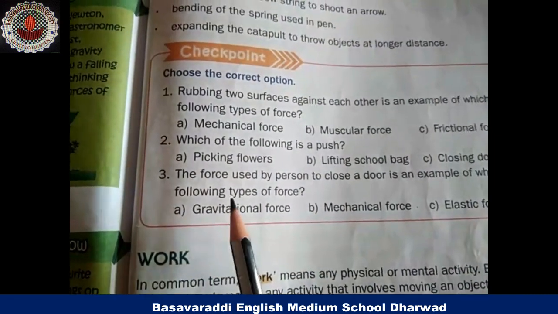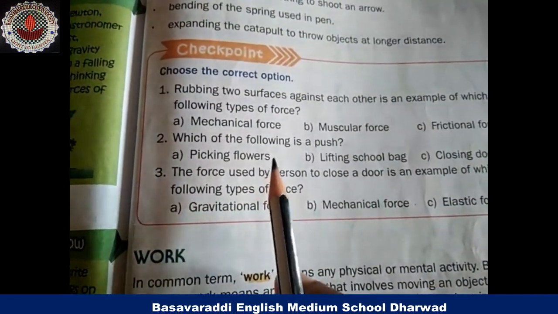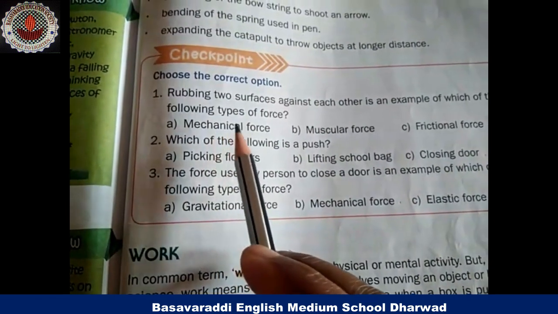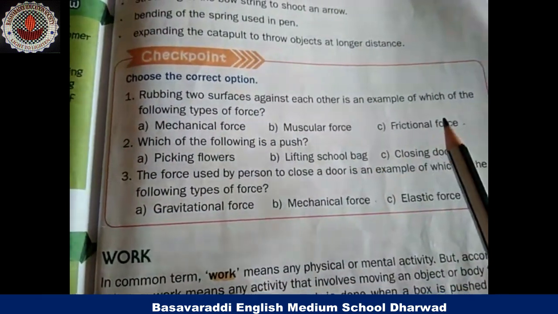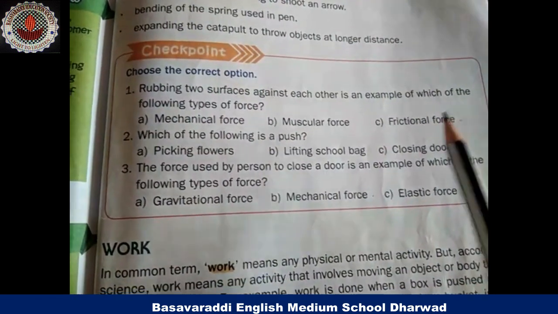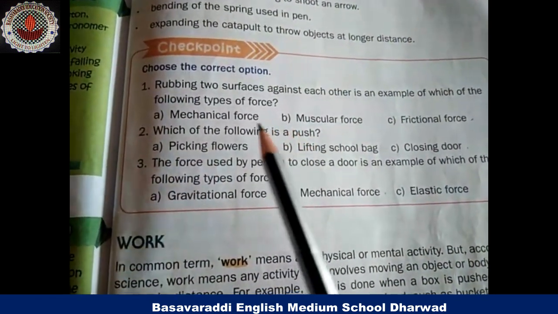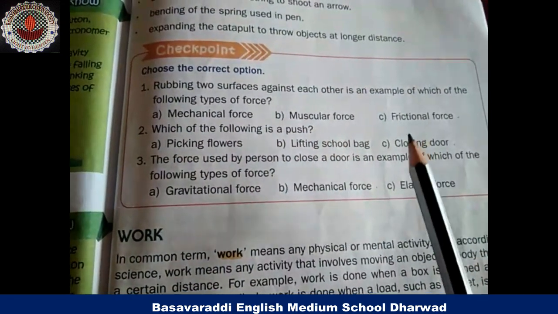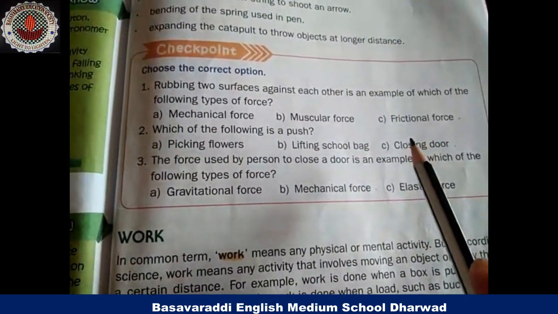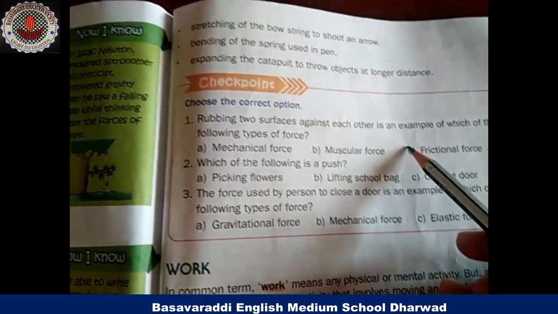Next one, checkpoint. Choose the correct option. First one, rubbing two surfaces against each other is an example of which of the following types of force? Options are mechanical force, muscular force, frictional force. The answer is frictional force.